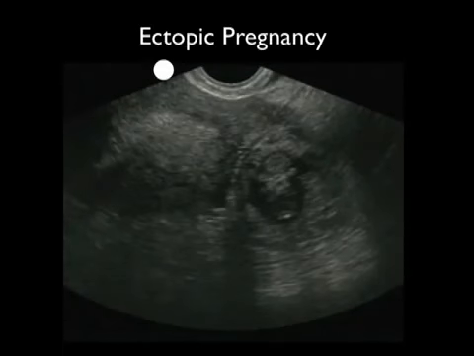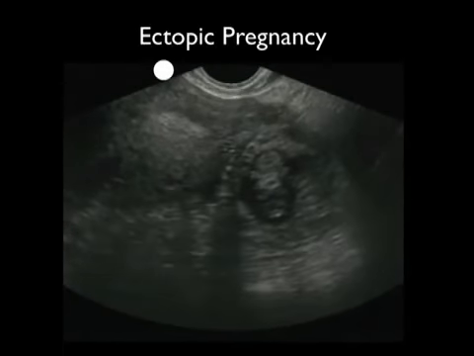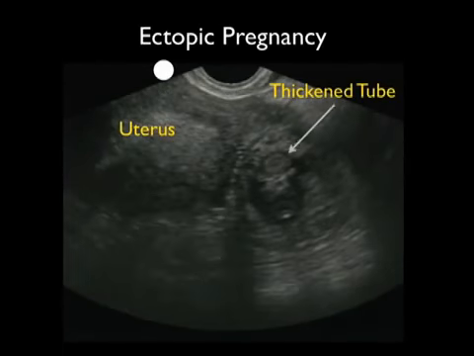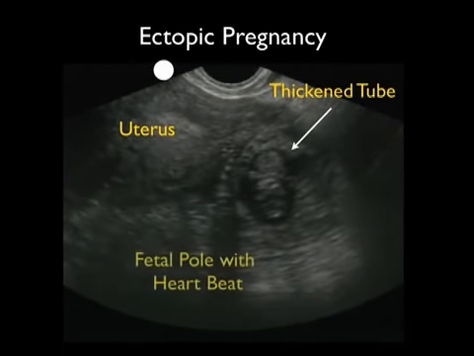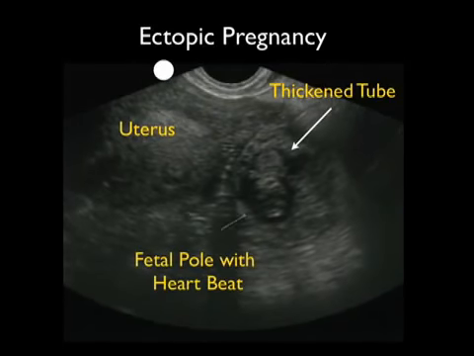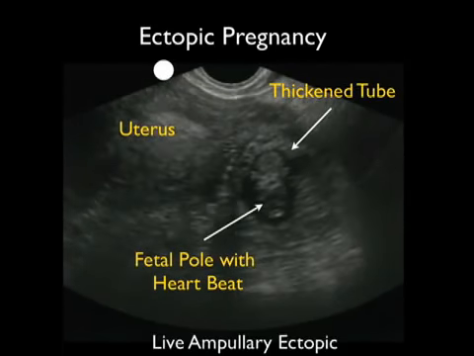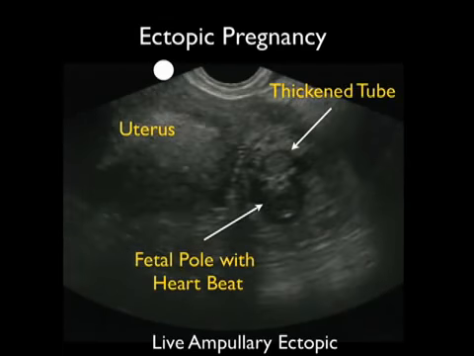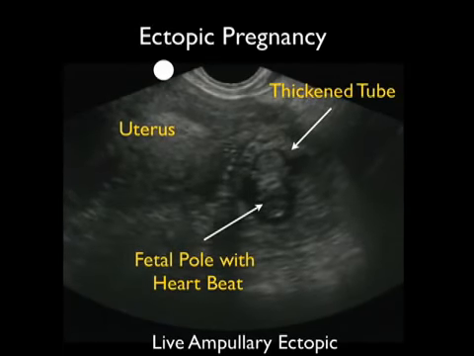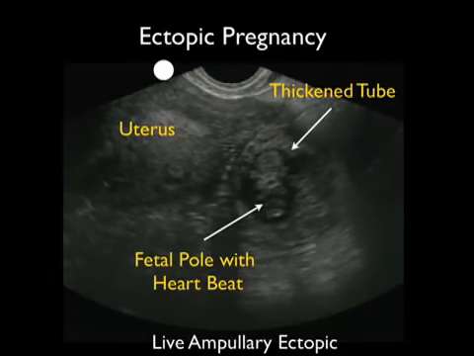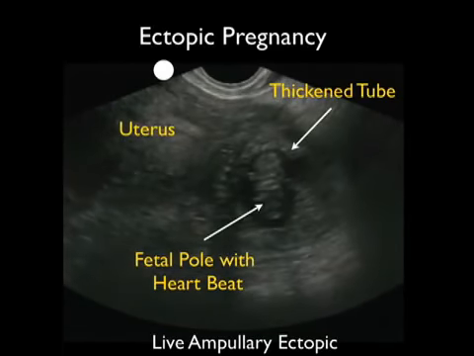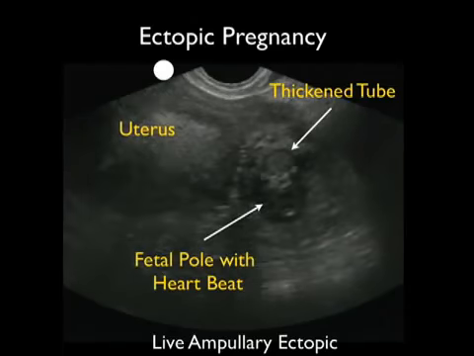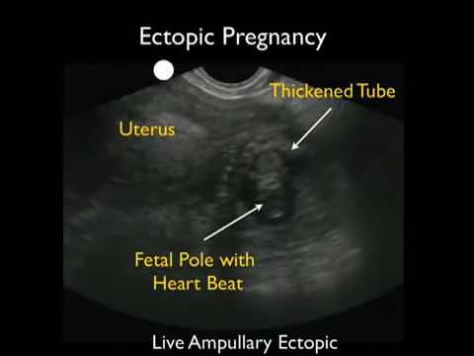Here's another presentation of an ectopic pregnancy. Again, we're scanning at a short axis plane, and we see here the uterus to the left, and outside the uterus, a separate structure. We note here the presence of a thickened fallopian tube, and inside the thickened fallopian tube, we see here a fetal pole with a heartbeat, consistent with a live ampullary ectopic pregnancy. Unfortunately, in this case, the presence of a fetal pole with a heartbeat is a contraindication to methotrexate therapy, and this patient will need to undergo surgery.